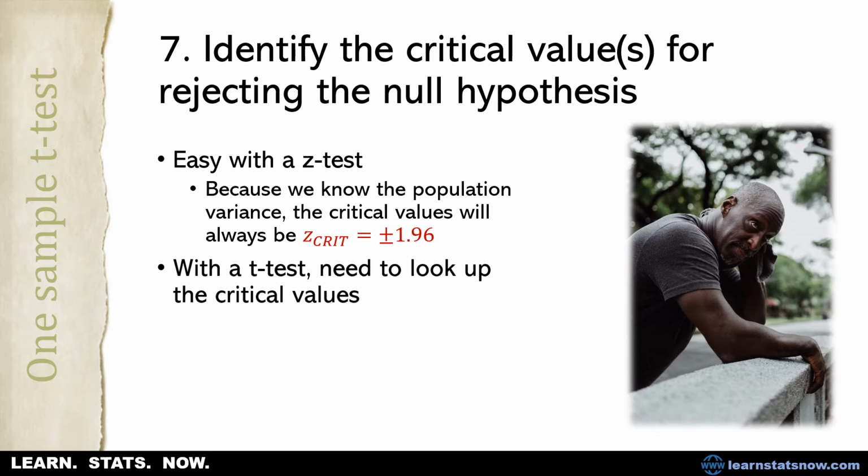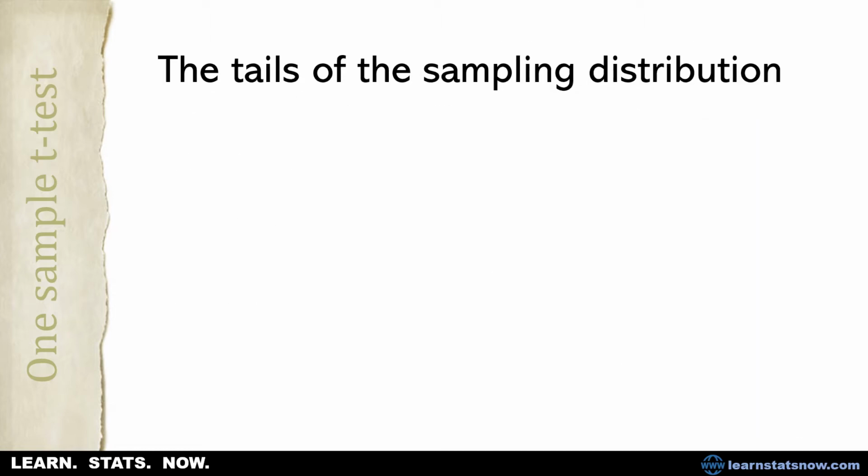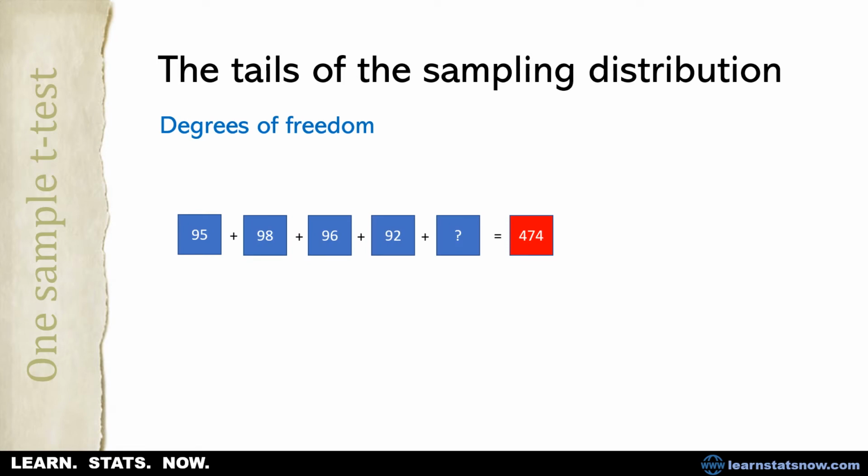The problem is with a t-test, we actually need to look up the critical values. And you might ask, why? Why do we need to look up the critical values? Why can't we just go ahead and do what we did with a z-test for a single sample mean? Well, it takes a little bit of explaining, but it involves the tails of the sampling distribution and something called degrees of freedom. Now, in a previous video, I talked a little bit about degrees of freedom.